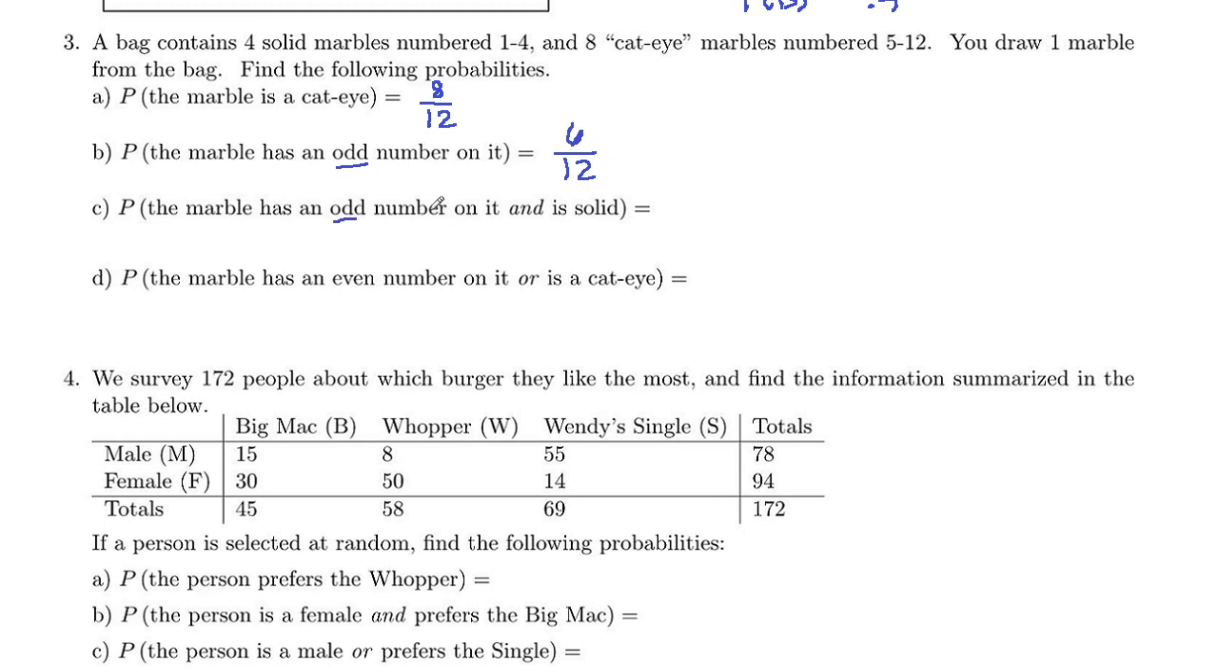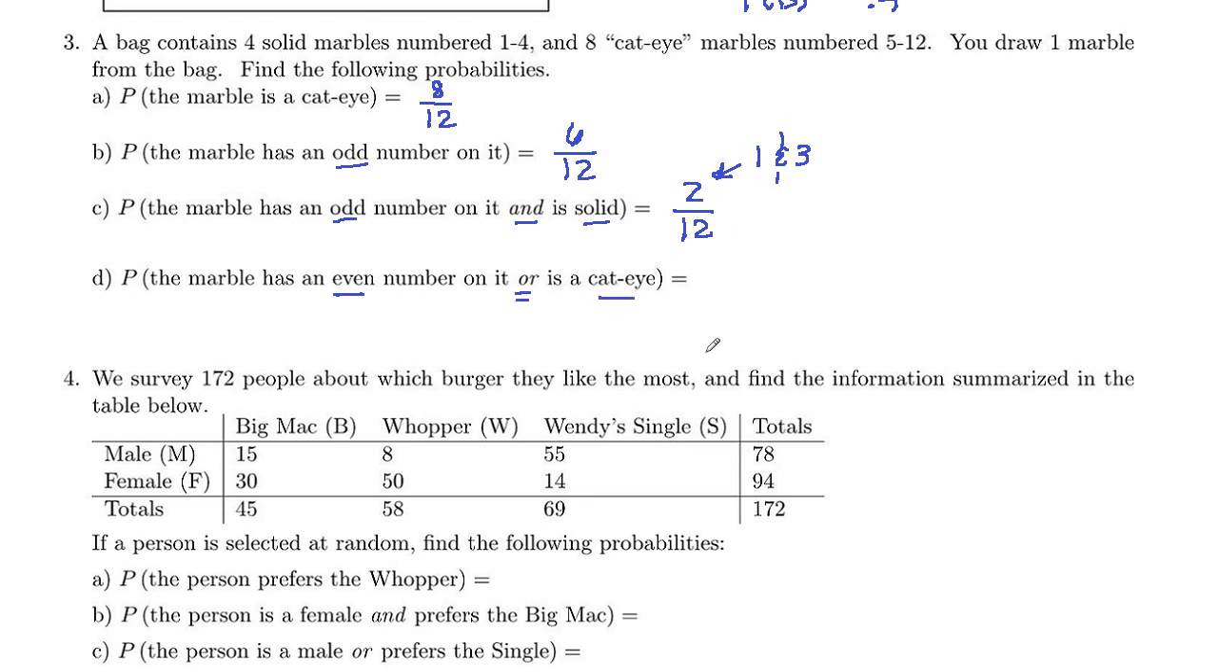Marble has an odd number on it and is a solid. So your solids are 1 through 4, and the odd numbers are going to be 1 and 3 out of 1 through 4. So there are 12 total, and there are 2 solids that have odd numbers. So this is going to be 1 and 3. So 2/12 or 1/6.